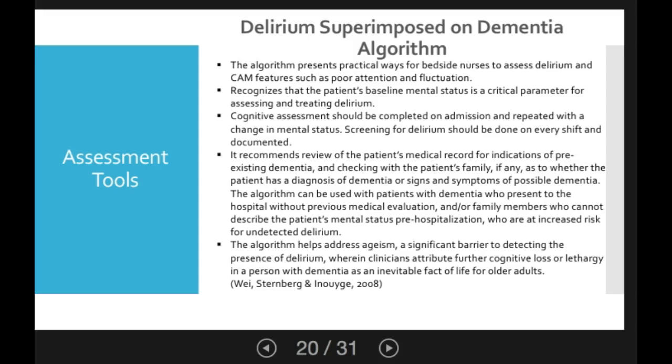Especially in patients that don't have any medical history or diagnosis of dementia in the past. Family can be really helpful for helping to determine whether or not this changing cognition has been something that's been happening slowly over time or is something that's more acute to the hospital.